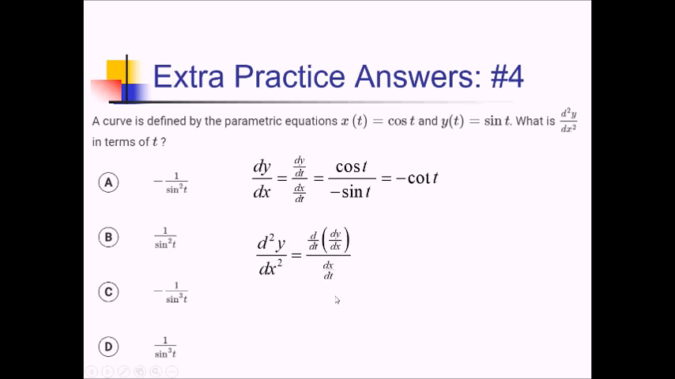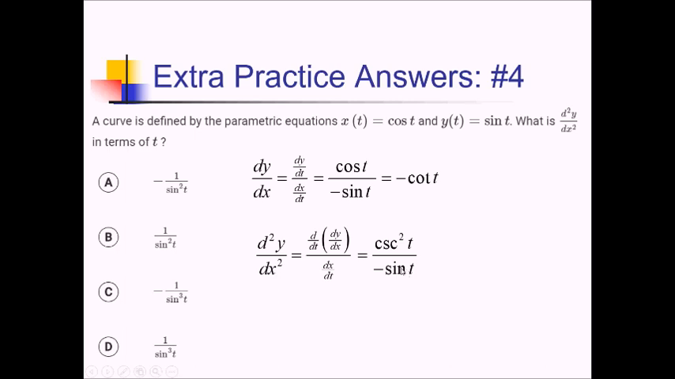So this is my setup for this, d over dt of dy over dx. So basically derivative of this stuff, and then divide that by this negative sine of t that I divided by before. So derivative of negative cotan of t, that's going to be cosecant squared of t. And again, we're dividing that by negative sine of t, because that's what dx over dt is.